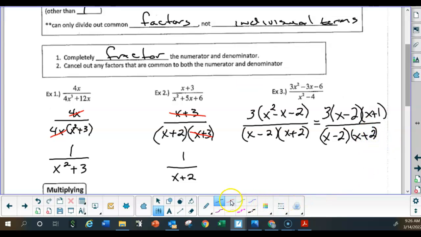So if I look, I'm looking for things that are the same in the denominator. 3, nope, no 3 down there. x minus 2, there's x minus 2. x plus 1, there's no x plus 1 down there. So then that means my final expression is 3 times x plus 1 divided by x plus 2. And that would be our final answer for that one.